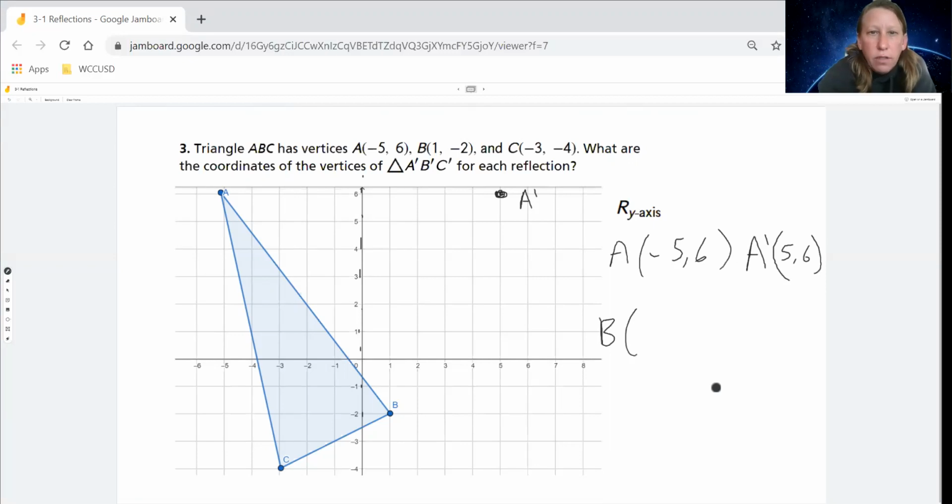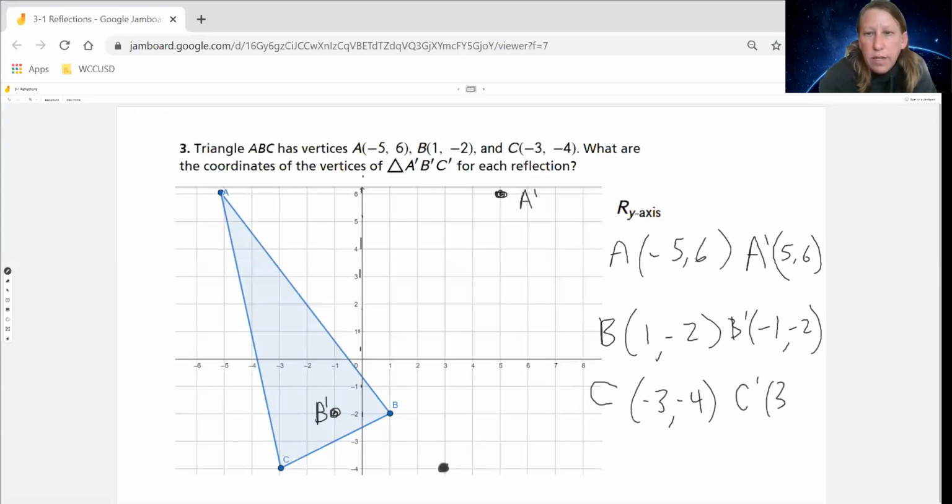Okay. B was at 1, negative 2. And I'm trying to reflect it over the y-axis, so it's going to end up 1 away on the other side. So B prime, its reflection, is over here. B prime is negative 1, negative 2. And C was 1, 2, 3 away from the y-axis, so I have to go 1, 2, 3 on the other side. C was originally at negative 3, negative 4. And now C is at 3, negative 4.